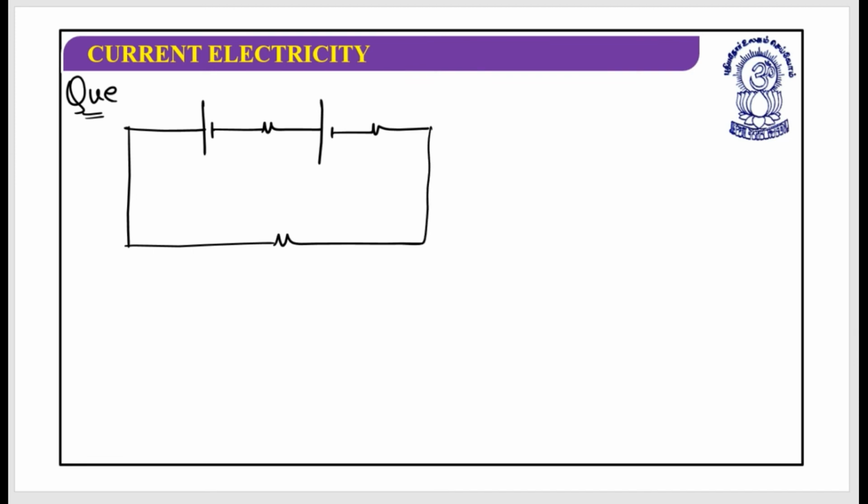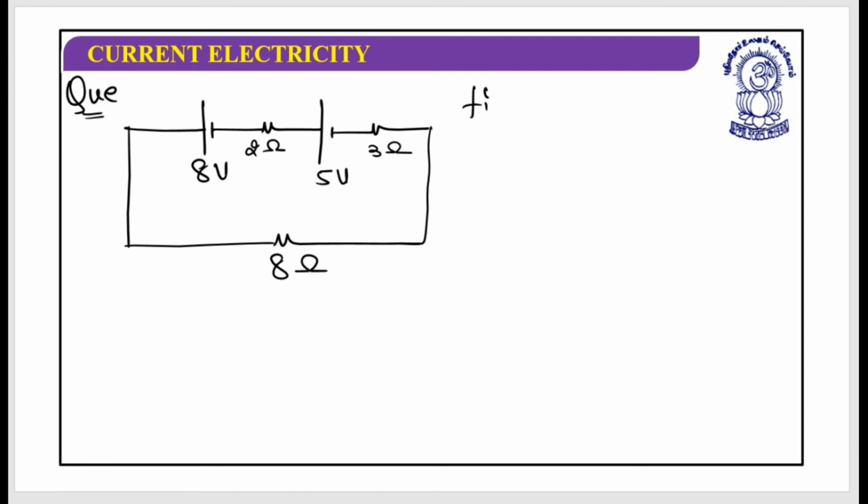Suppose this is the situation. This is the cell of 8 volt and this is its internal resistance of 2 ohm. This is another cell of 5 volt and this is its internal resistance of 3 ohm, and this resistance is of 8 ohm.